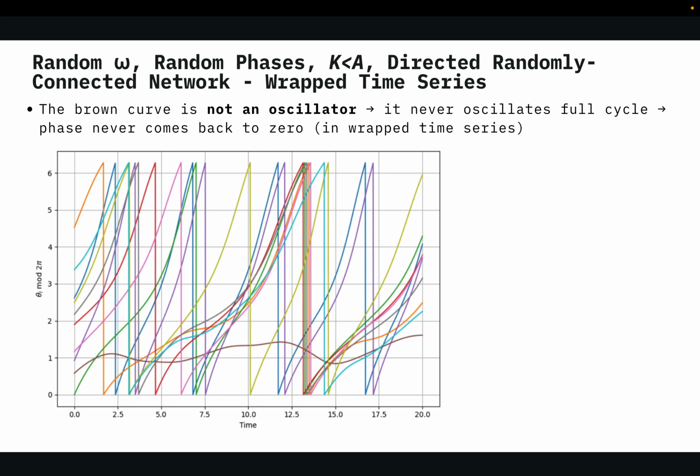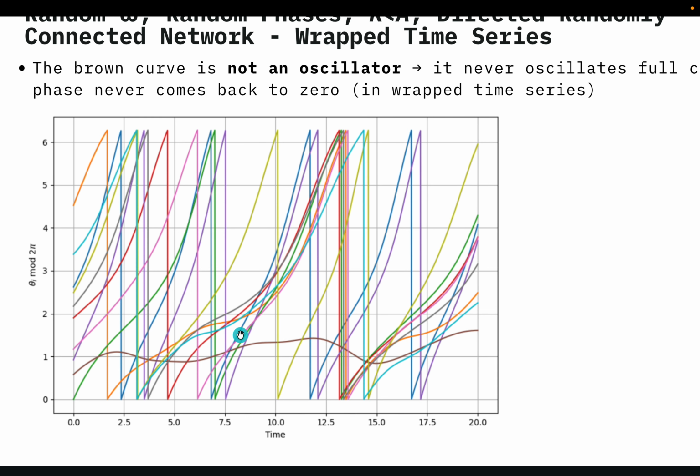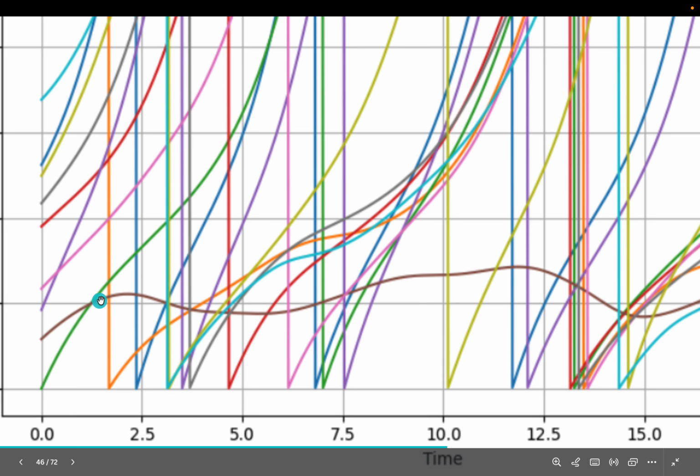That means some oscillators are, well, let's see what happens. And this is a directed randomly connected network. Okay, fine, whatever. So you see, we get an interesting behavior. This is a wrapped plot, by the way, a wrapped time series. You get this brown oscillator. You see this one I'm talking about.